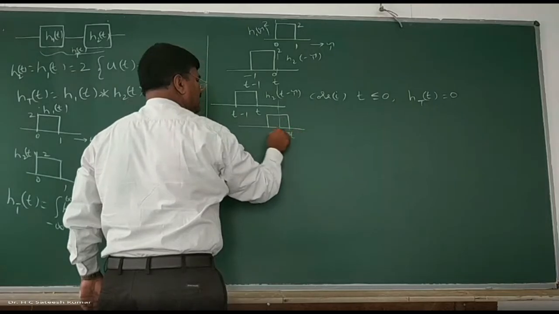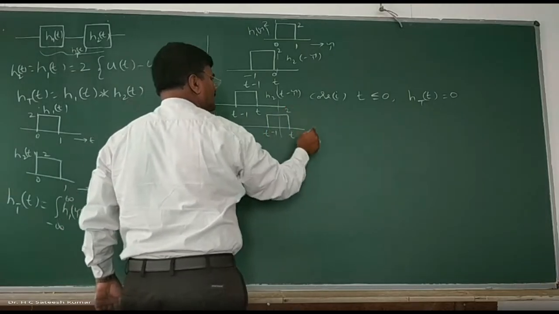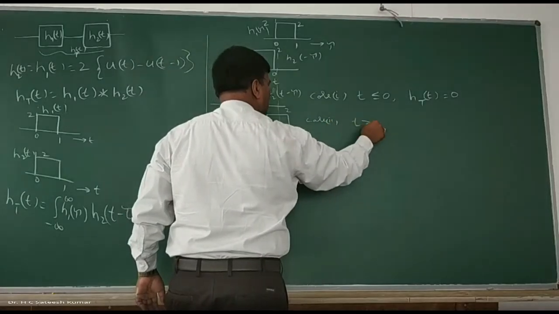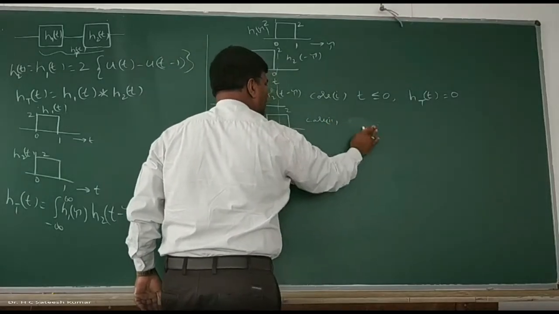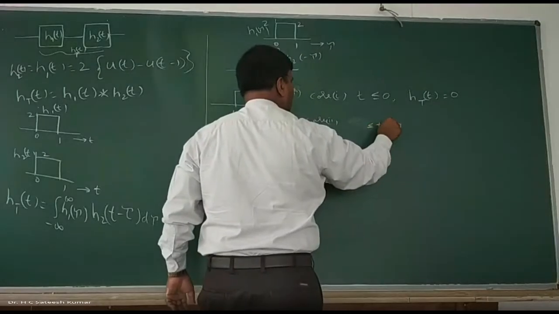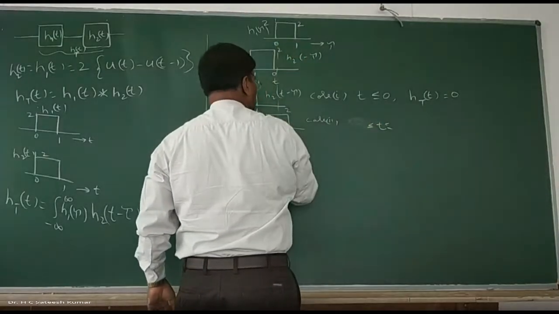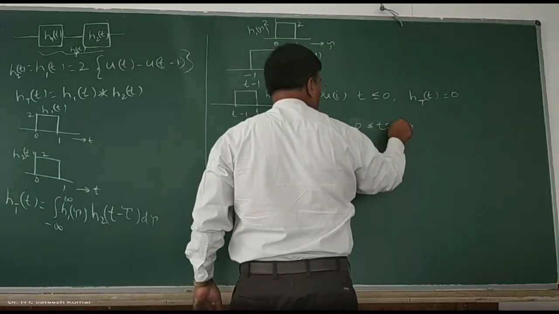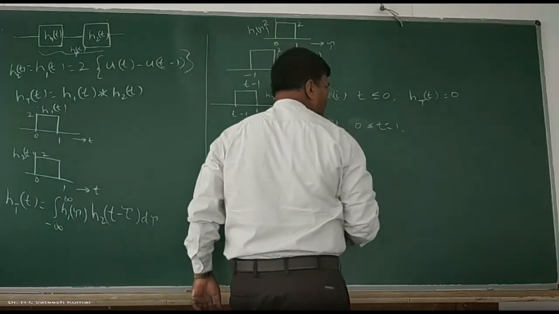Now next case, it is increasing. This is t minus 1, this is 2. Case 2, t greater than or equal to 0. t lies between, what is the width? 1 now. So this is also 1. Until one unit is completing, it keeps on increasing. So t lies between 0 to 1.